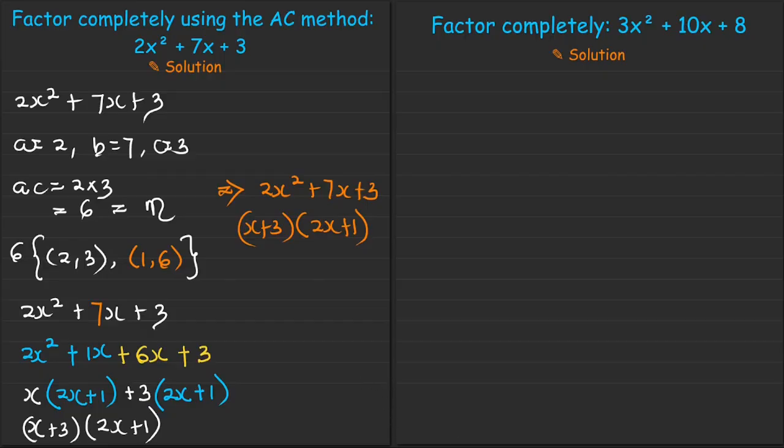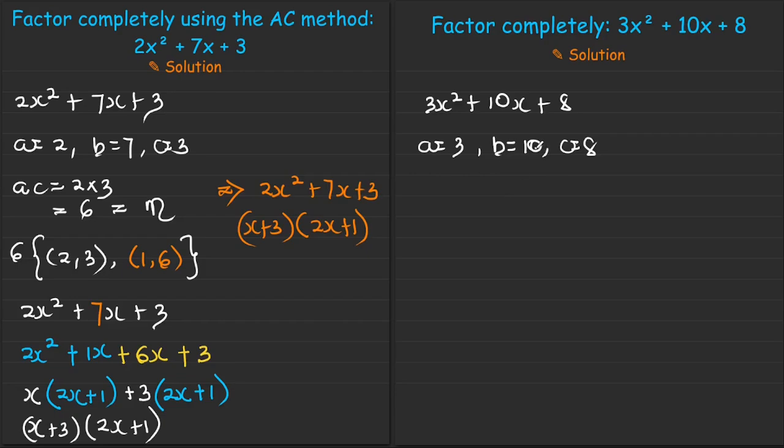So for our next question, it says you have to factor completely 3x squared plus 10x plus 8. So we have 3x squared and then plus 10x plus 8. By observing, we know our a is equal to 3, our b is equal to 10, and our c is equal to 8. That is comparing it to the general formula.